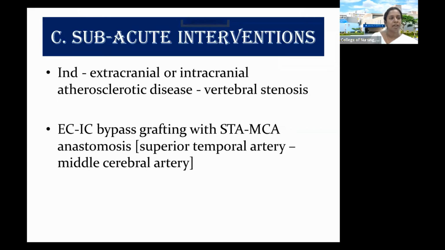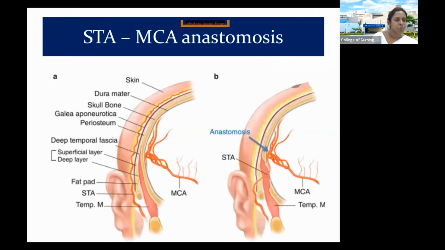Subacute interventions are done for patients who have extracranial or intracranial atherosclerotic disease, especially if the atherosclerotic plaque is in the vertebral artery or in the carotid. They do a procedure called external carotid, internal carotid bypass grafting with superior temporal artery and middle cerebral artery. Okay, I can show you a picture. This is the STA-MCA anastomosis. STA stands for superior temporal artery and MCA stands for middle cerebral artery, where this grafting can be done in order to bypass that atherosclerotic plaque.